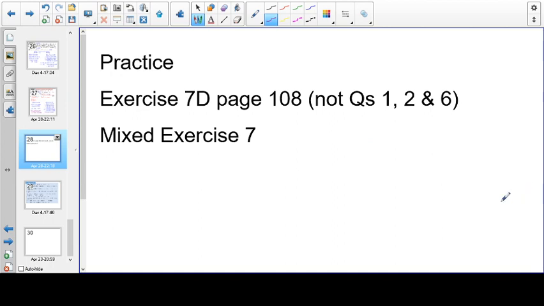Okay, so we've covered the whole of hypothesis testing now, so you should hopefully be able to have a go at some of those.